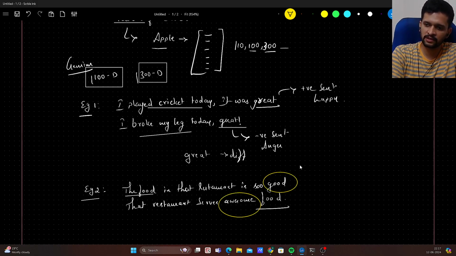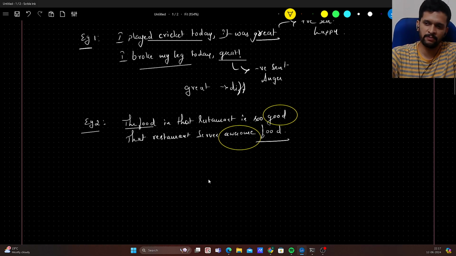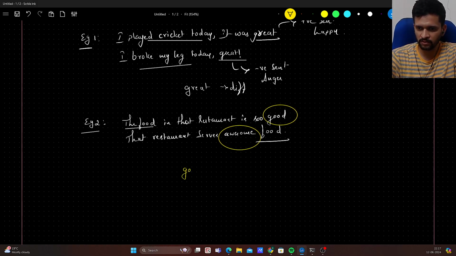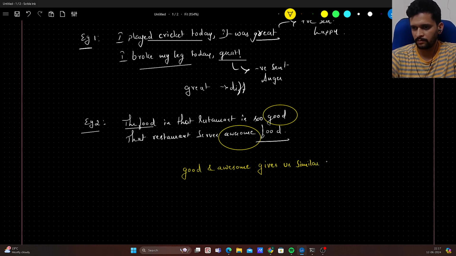So both words give us the same end meaning. So these two words, good and awesome, give us similar meaning, right? And these two should be grouped in a way so that they look nearby. So they should be grouped nearby, right?